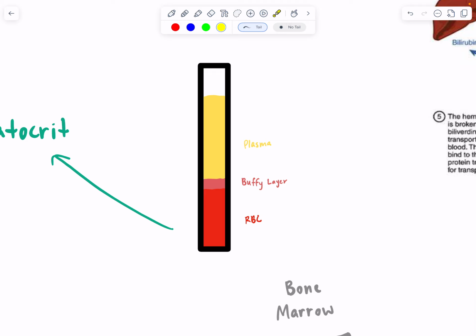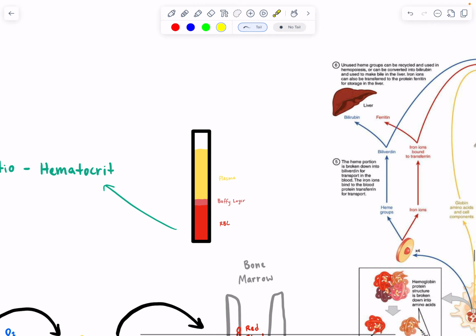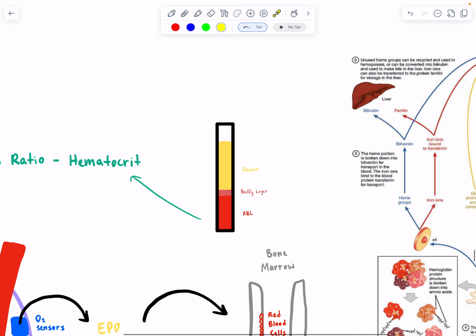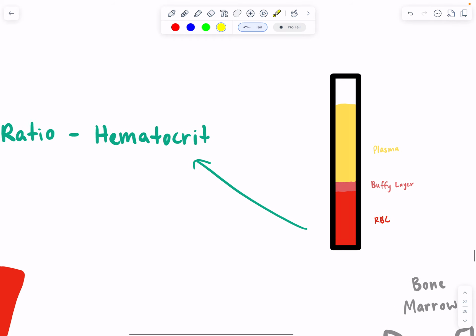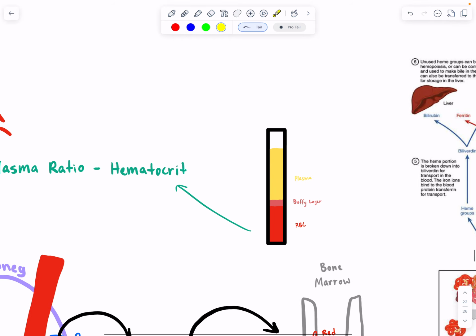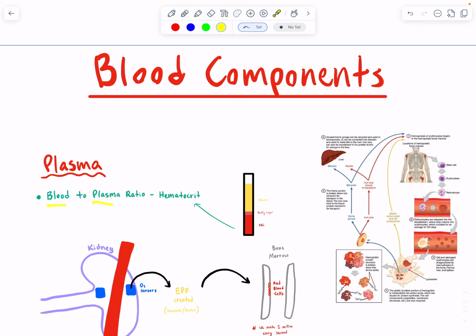And then this buffy layer right here, this middle layer, that is made up of white blood cells and platelets, which we would talk about platelets later. So the ratio between red blood cells and the rest of the blood is called hematocrit. So that ratio is the blood to plasma ratio. So again, this part in ratio to that part.